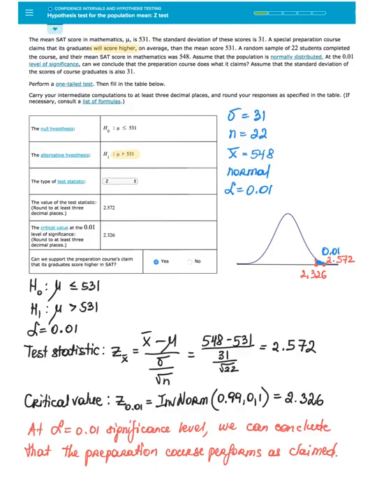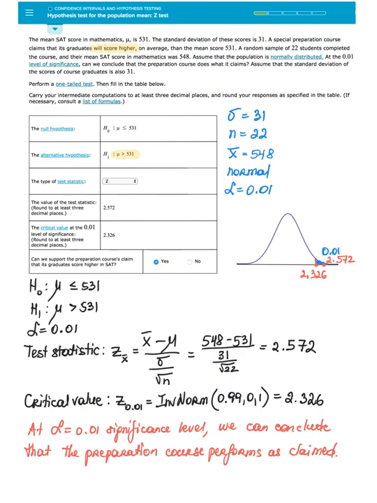Let's do another example. The mean SAT score in mathematics mu is 531. The standard deviation of these scores is 31. A special preparation course claims that its graduates will score higher on average than the mean score of 531. A random sample of 22 students completed the course and their mean SAT score in mathematics was 548. Assume that the population is normally distributed.